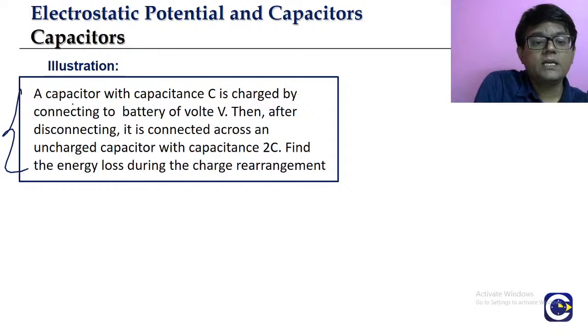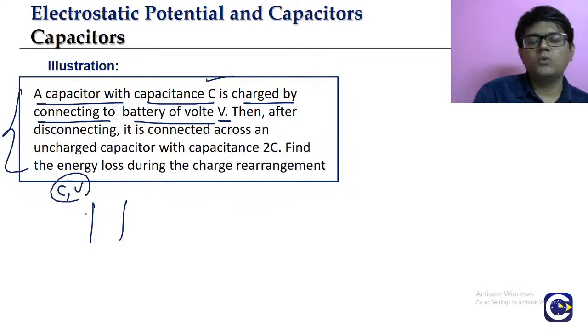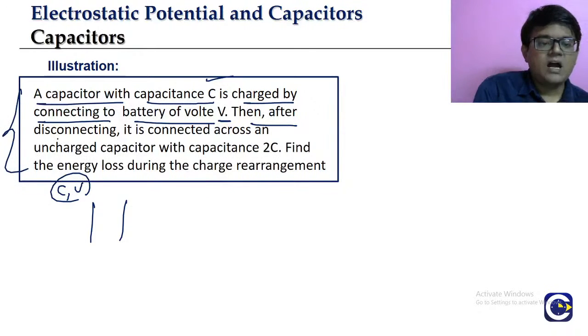Look at this. A capacitor with a capacitance C is charged by connecting to a battery of voltage V. Okay, so like we are connecting the capacitor of capacitance C to a voltage source V. So final potential difference across the capacitor plates will be what? V, right? Then after disconnecting it, it is connected across an uncharged capacitor of capacitance 2C. Paranga.